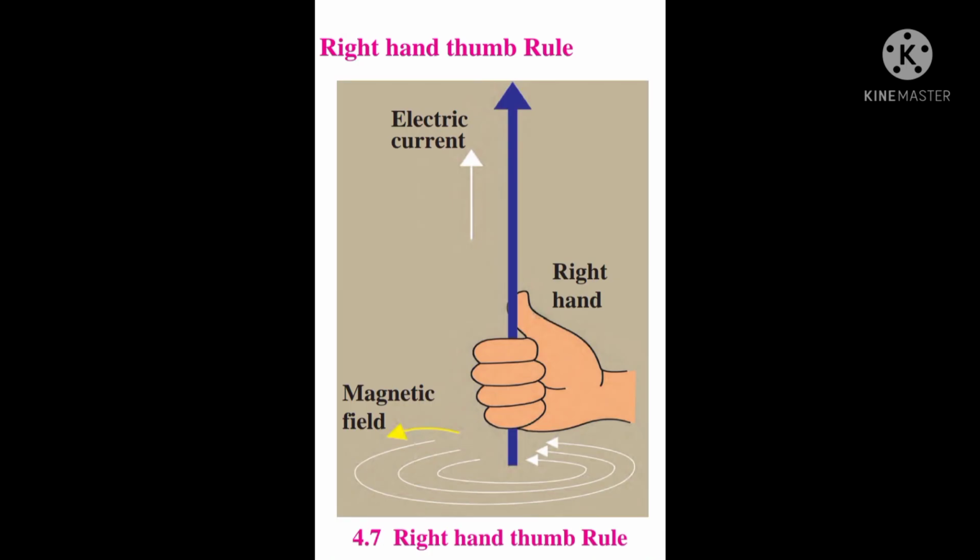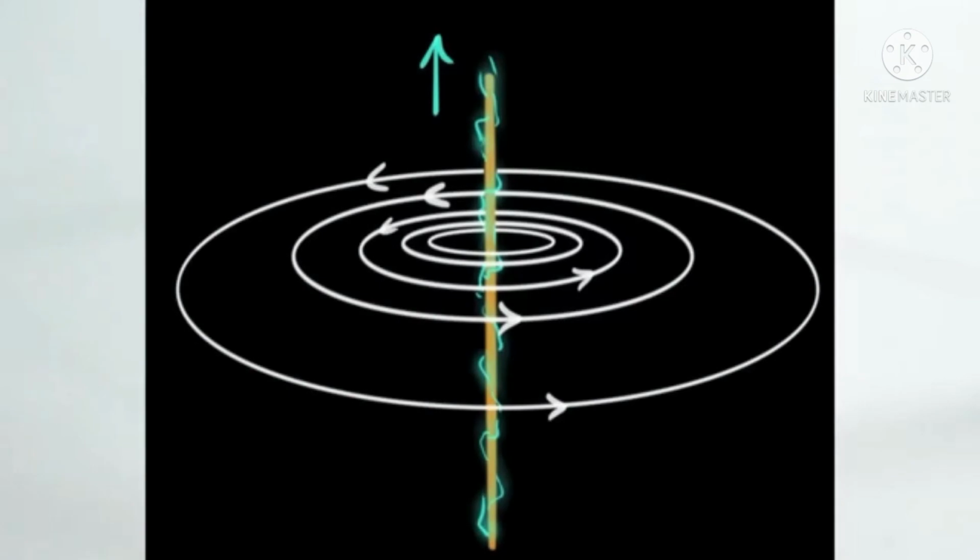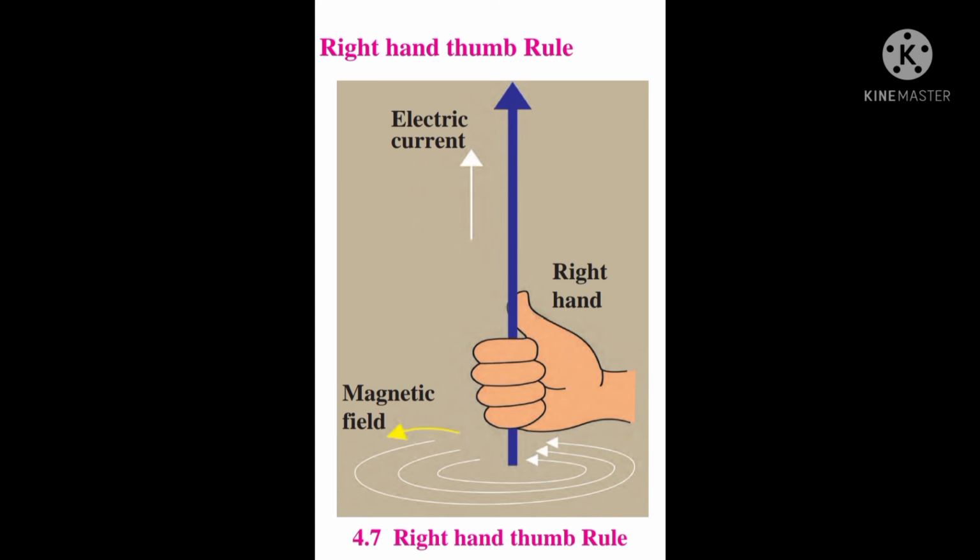Now let's study the last topic for today, that is the right hand thumb rule. In the previous experiment, we studied that a magnetic field is produced around a straight current carrying conductor. We also saw that magnetic field lines are represented by concentric circles. Now we will study a convenient rule for finding the magnetic field produced by a current, that is the right hand thumb rule.